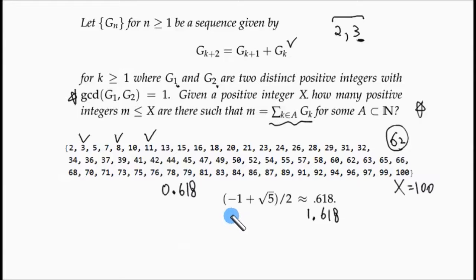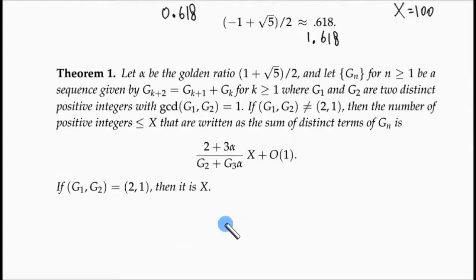So let me show you the statement of the result. So here it is. It turns out if you start with G_1 and G_2, and if you use the same Fibonacci linear recurrence, the ratio turns out to be this number. And this asymptotic result is actually saying more than just a ratio. A big O of 1 expression is involved in there. If you start with 2, 1, it generates everything, and as long as your initial value is not 2, 1, we have this very general result.